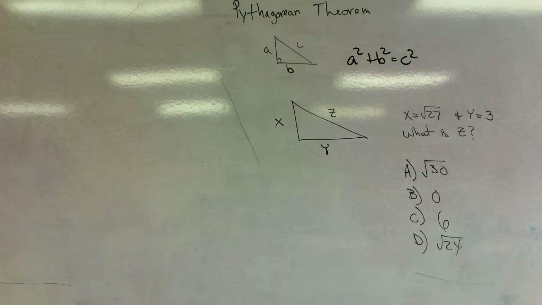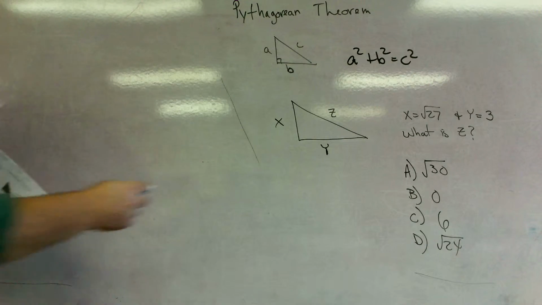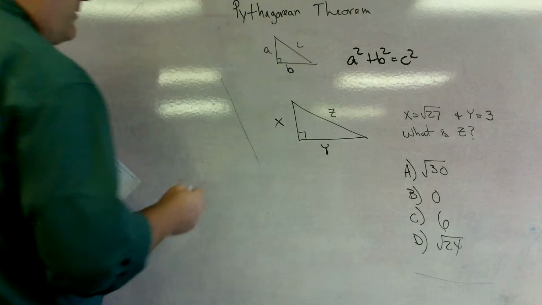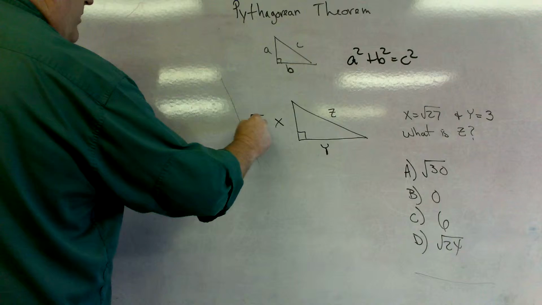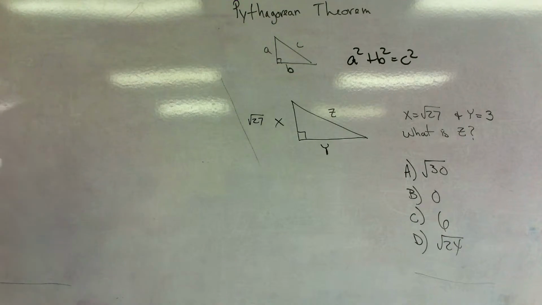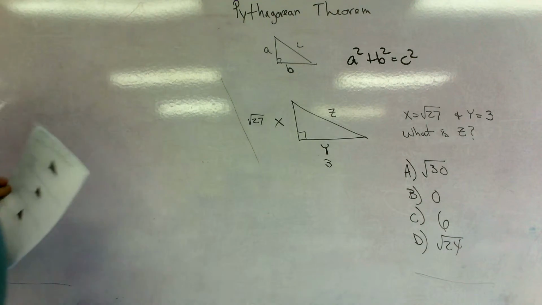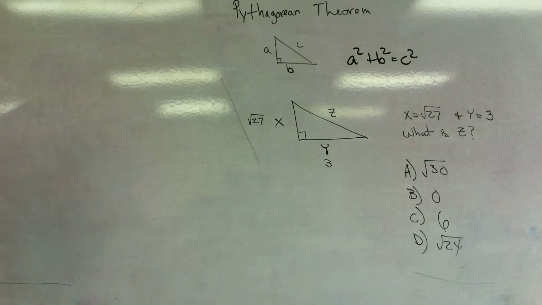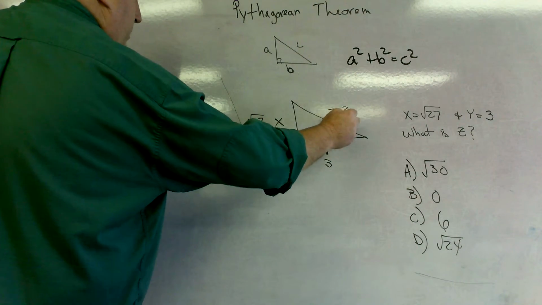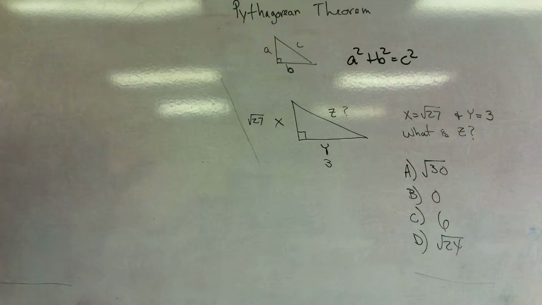Alright, so we have a right triangle x, y, and z where x is the square root of 27, so I guess we can just put the square root of 27 right next to the x. Y is 3, so we can put the 3 under the y, and the question is, what is z? So z, the hypotenuse, is what we're being asked to find.